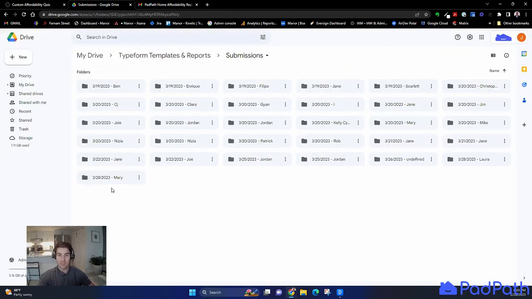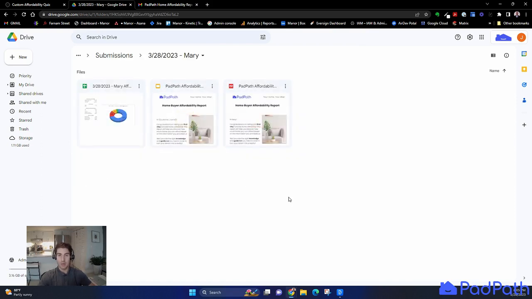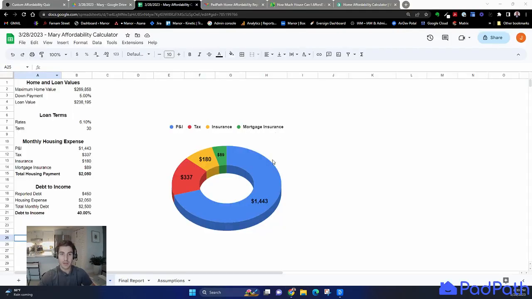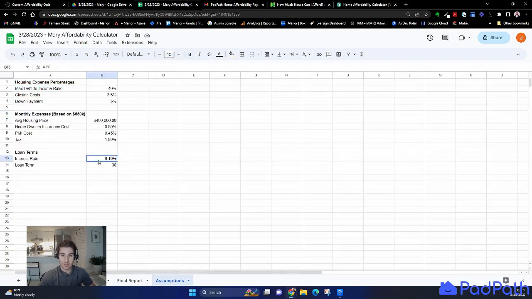Mary has her own specific file, okay? And in Mary's file, we're able to see the affordability report that she received and the calculator that we've built in-house. So here are the calculator results. And basically, this calculator is comprised of 3 tabs. On this page, we have our expense summary. We have on the final report tab the actual calculation, the math behind everything. And on this tab, we have the assumptions. Let's start with the assumptions.